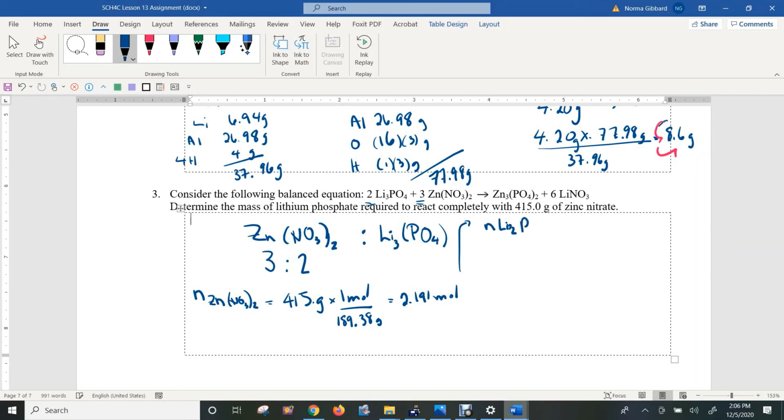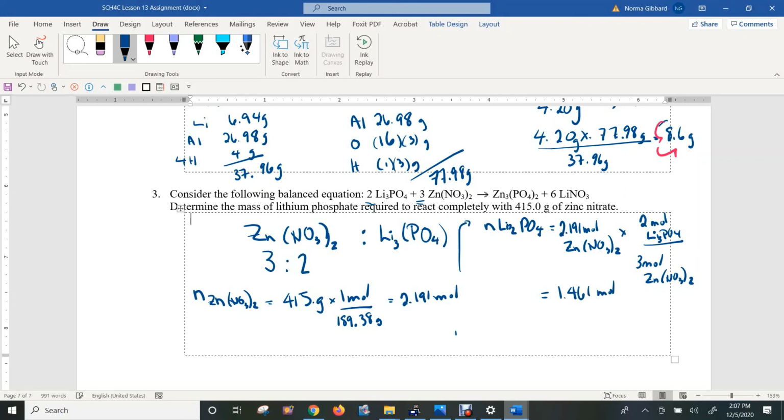Now next, we're going to find the number of moles for our Li3PO4. Now that is a little bit of math, so we have 2.191 mole of our zinc nitrate. And the ratio here is 2 mole of our lithium phosphate. There's a 3 here, I keep forgetting. To our 3 mole of our zinc nitrate. And that's going to work out to be 1.461 mole.